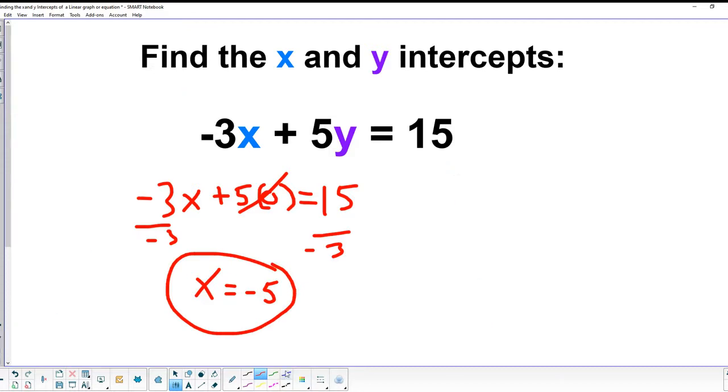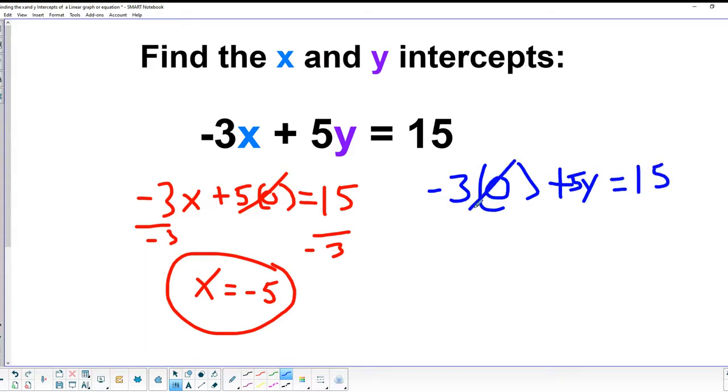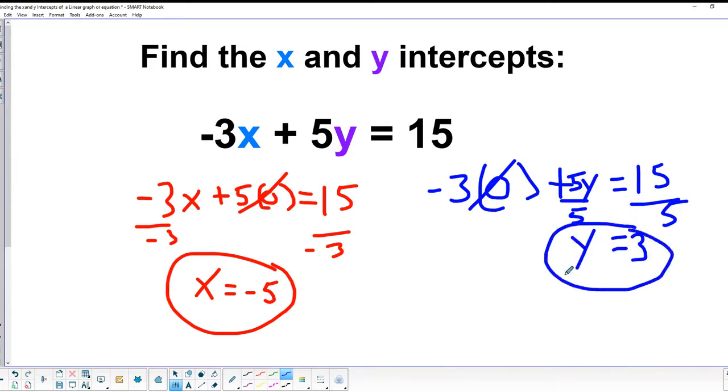How about the y-intercept? Well, we're going to plug in 0 for x then, and we're going to solve this equation for y. So this cancels out front. We divide both sides by 5. And we get y equals 3. So our y-intercept is (0, 3). Our x-intercept was (negative 5, 0). All right.